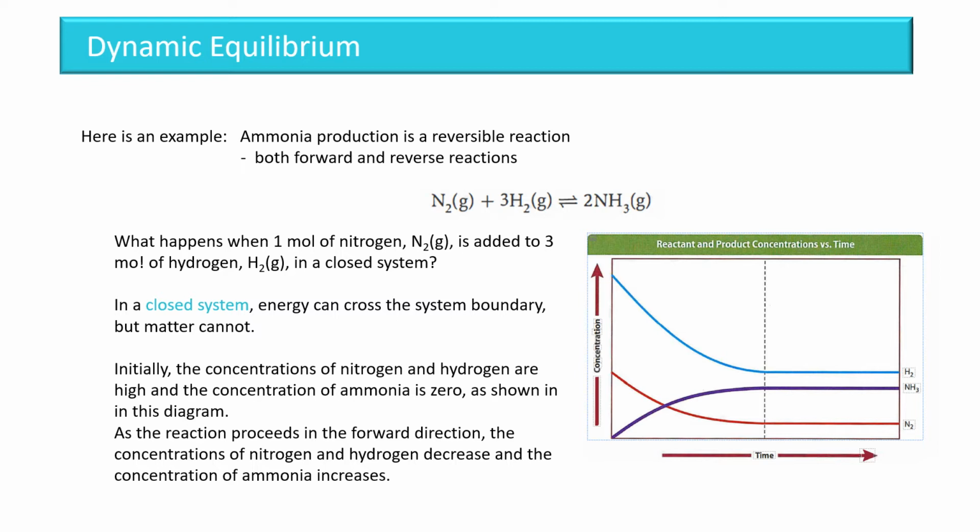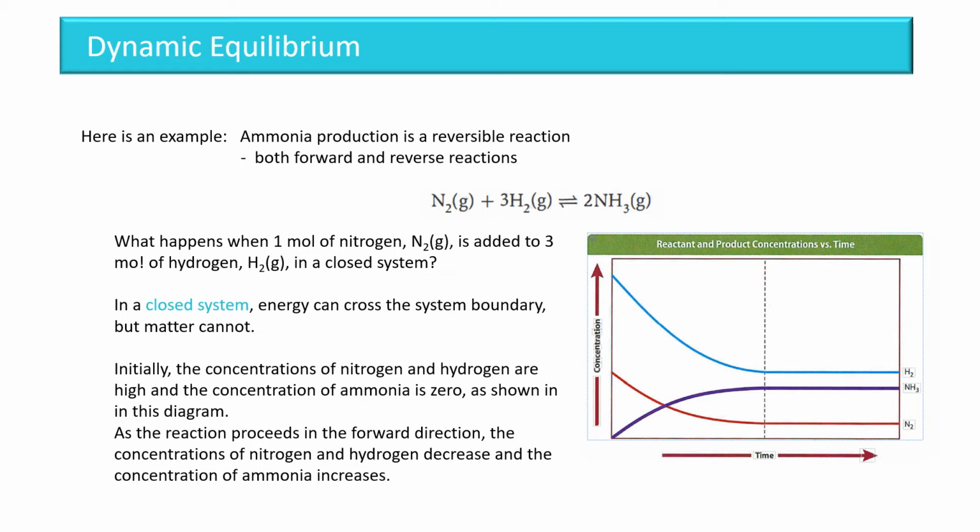So what happens when 1 mole of nitrogen, N2, in the gaseous form, is added to 3 moles of hydrogen, H2, in the closed system? In the closed system, energy can cross the system boundary, but matter cannot. Initially, the concentrations of nitrogen and hydrogen are high, and the concentration of ammonia is 0. This is shown in the diagram.